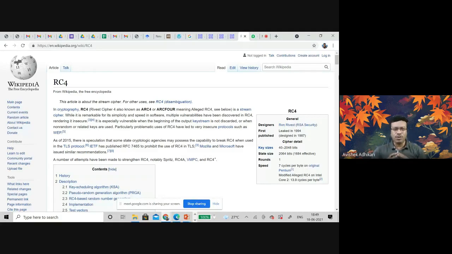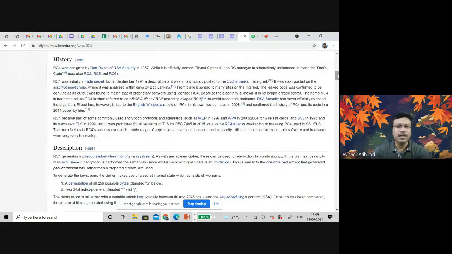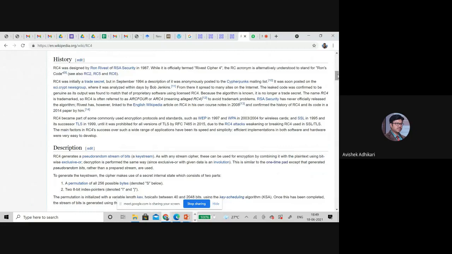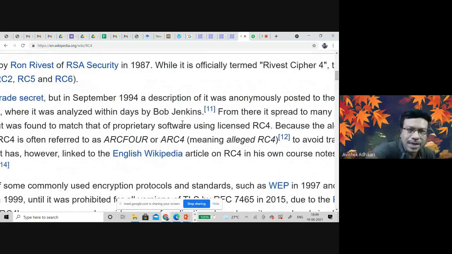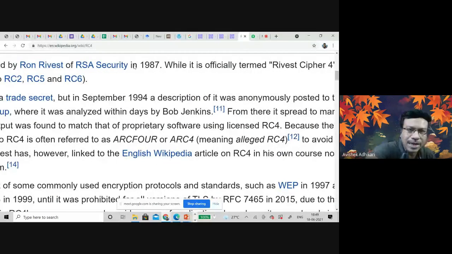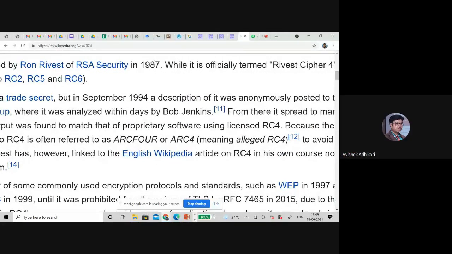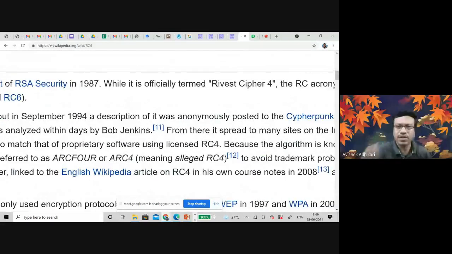So historically, it's quite famous and popular. Have a look at its historical development. It came into the picture through Ron Rivest of RSA Security in 1987, and it was officially termed Rivest Cipher 4, the RC.